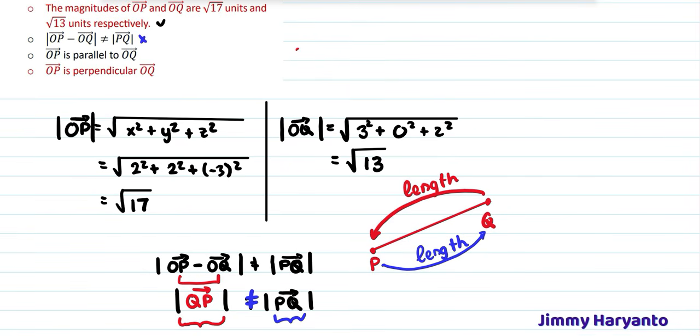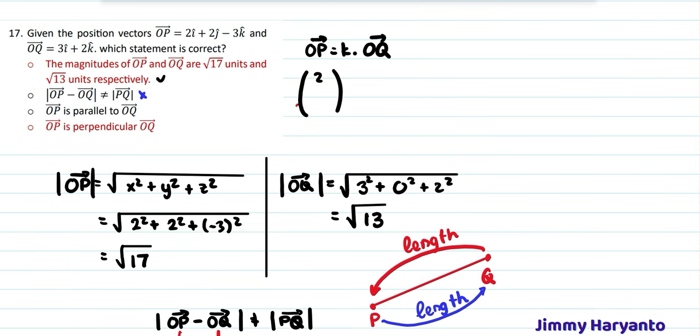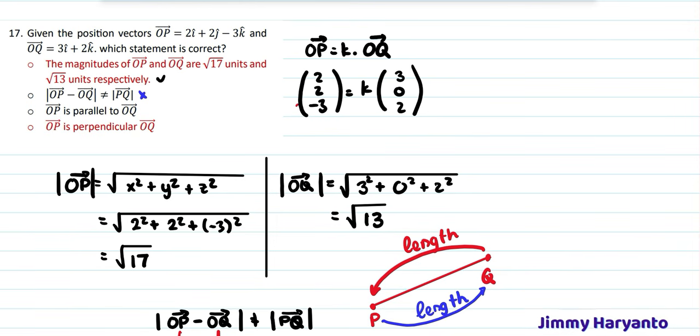And then OP is parallel to OQ. Parallel means OP has to be K times OQ. And then you insert the OP. OP is 2, 0, negative 3. K times OQ. OQ is 3, 0, 2. Okay, this one is already obvious because we have 0 right here, but this one is 2.